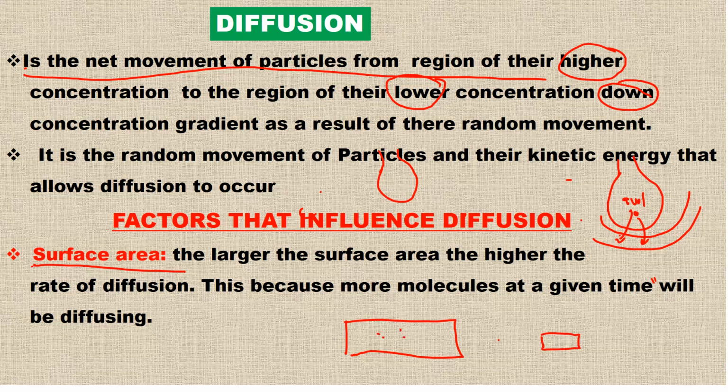Let's say you have particles here on this surface area. As you can see, this is large, then of course just the small one. So this one, the diffusion rate is higher, then this one, the diffusion rate is what? Is lower. Okay, so that is something that you should know.